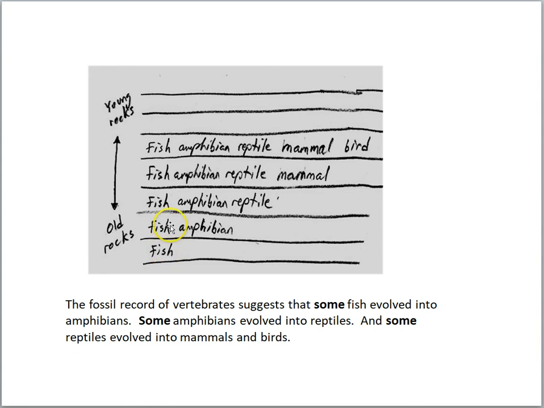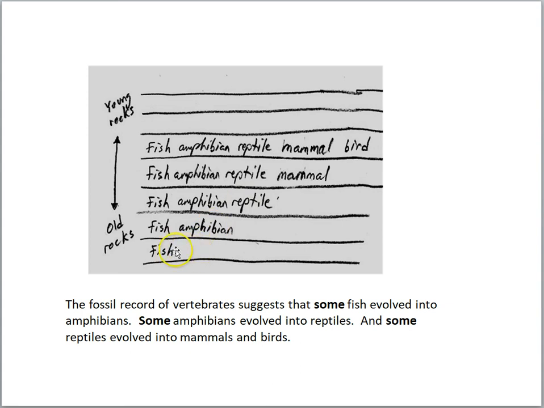And then at some later point in time, perhaps tens of millions of years later, we have fish and amphibians. So the fossil record of the vertebrates suggests that some fish evolved into amphibians. And if we go further, some amphibians evolved into reptiles. So again, at this layer here, we have fish and amphibians, and then sometime later we have fish, amphibians, and reptiles. Well, where did the reptiles come from? Now the argument here the biologists are going to make is they more likely came from amphibians than fish, because amphibians and reptiles have more shared characteristics.